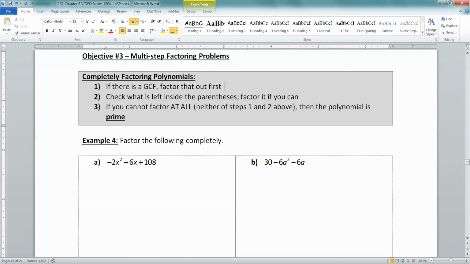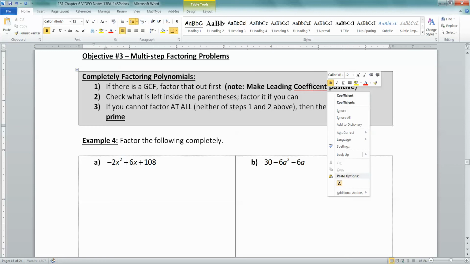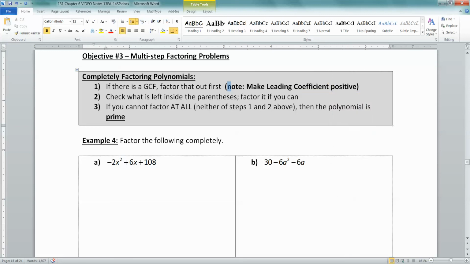And I'm just going to say for the record, we usually like, note, make leading coefficient positive if you can. We generally want our leading coefficient to be positive if at all possible.